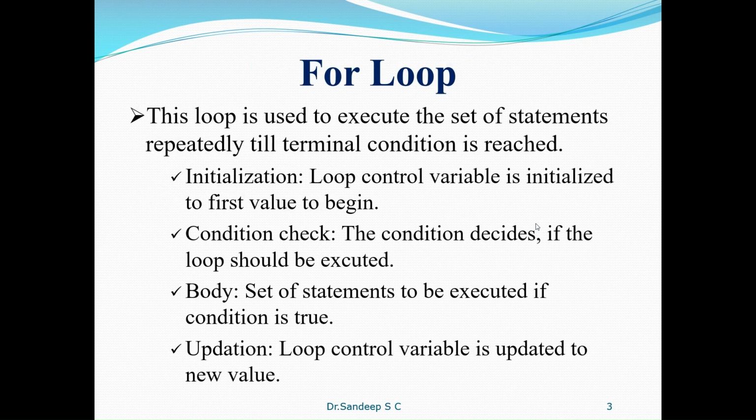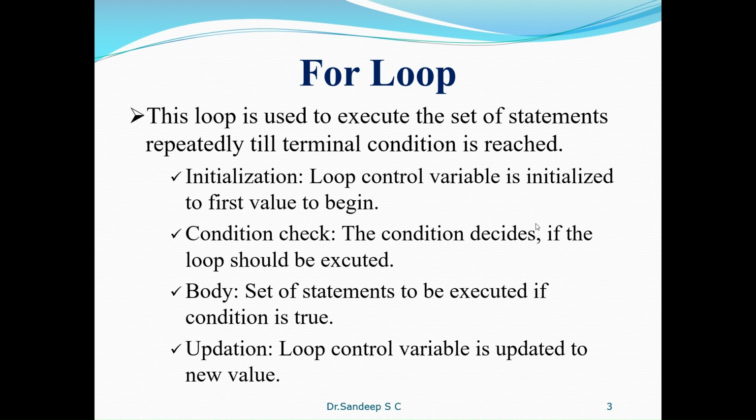For loop. The first one is used to execute a set of statements repeatedly until the terminal condition is reached. That means we are going to write a set of statements inside the loop, and those statements will be executed till the condition is satisfied, and we can give the condition for the termination. So this will have an initialization part wherein we initialize the variable to an initial value. We can give any initial value we want.